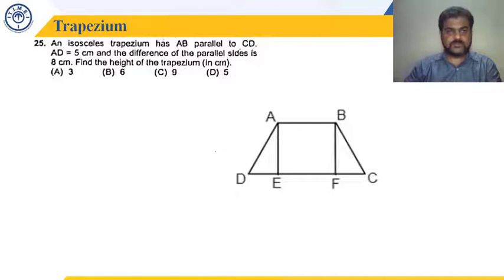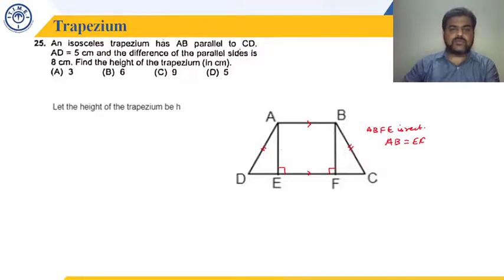So this ABCD is the trapezium. It's an isosceles trapezium, so this should be equal to this. This is parallel to this. AE is the perpendicular dropped from A on CD and BF is the perpendicular dropped from B on CD. Okay. So as I just discussed in the previous slide, this figure ABFE will become a rectangle. So if that is a rectangle, then AB will be equal to EF, right? Okay.